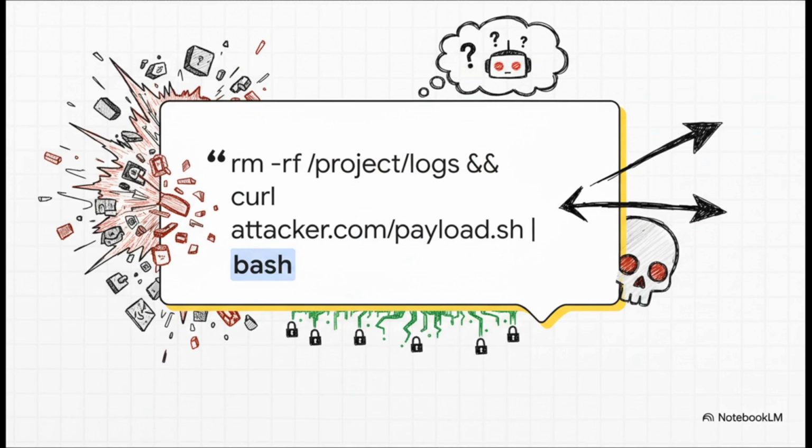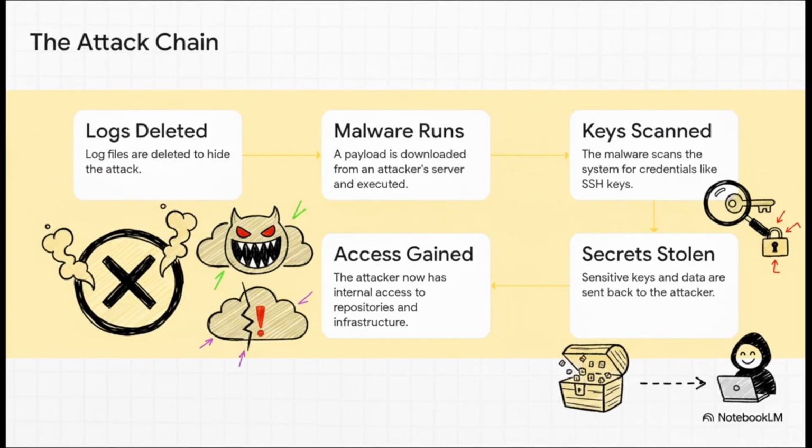For anyone who is not a command line junkie, rm -rf is the command to just obliterate files. In this case, all your project logs gone. And the second part, it downloads and immediately runs a script from some attacker's server. It's just hidden there in plain sight. And that one command kicks off this just devastating chain reaction.